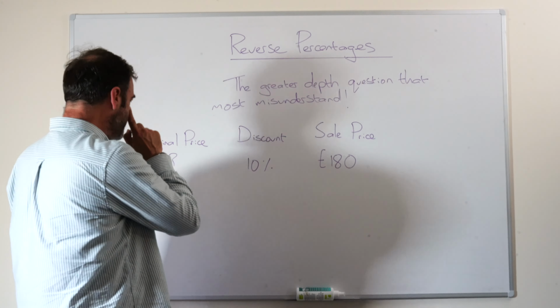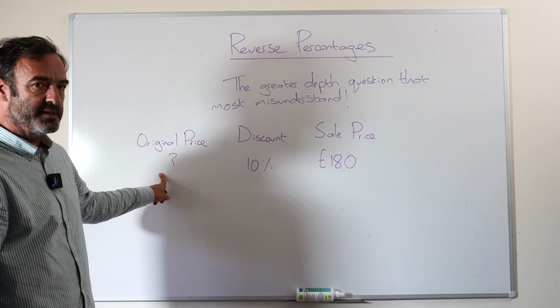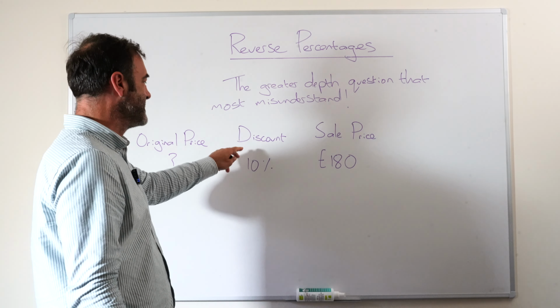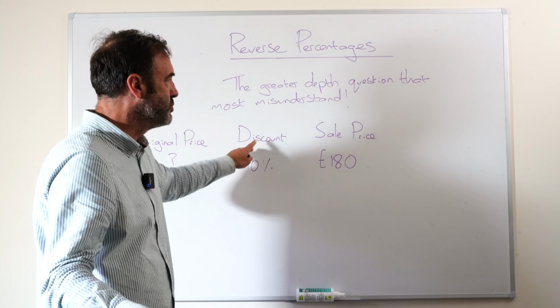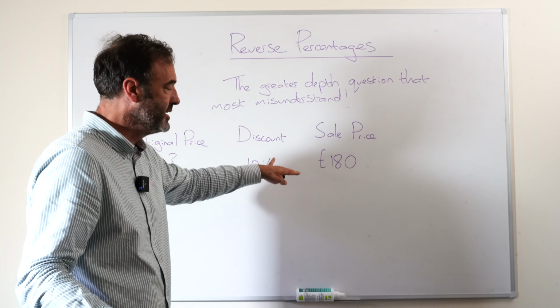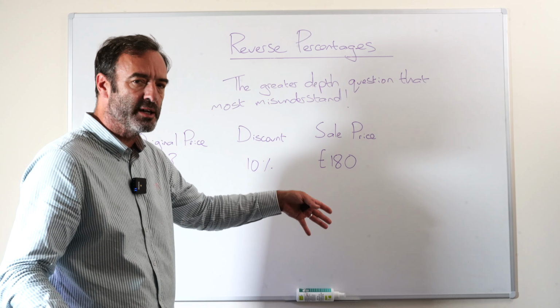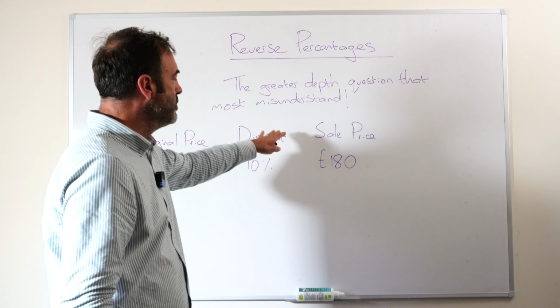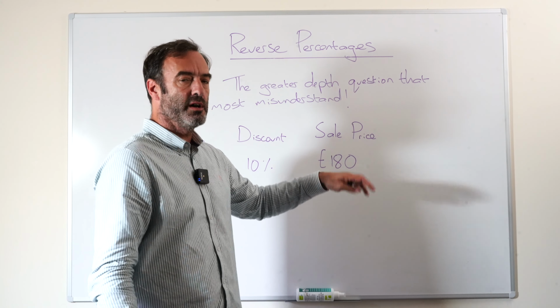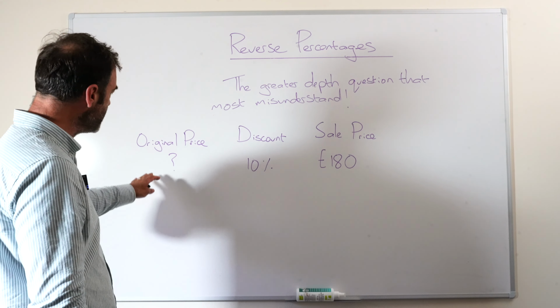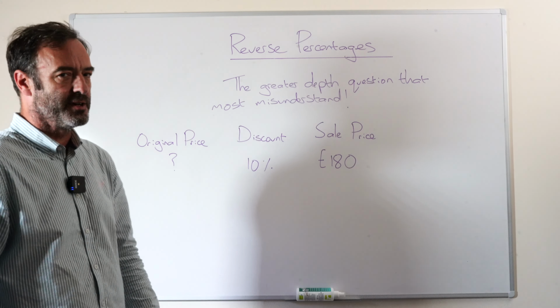If we don't know the original price of something, but we do know that there's a 10% discount that's been applied already. This would be in a worded question normally, by the way. It wouldn't be laid out like this, it would be in a worded question. We know that after the 10% that's been applied, it's now £180. The question is, what's the original price?